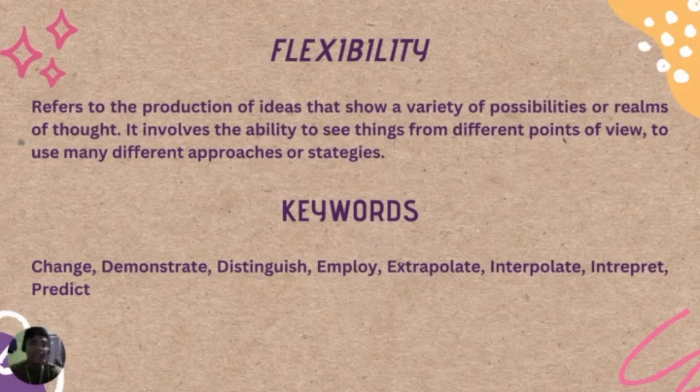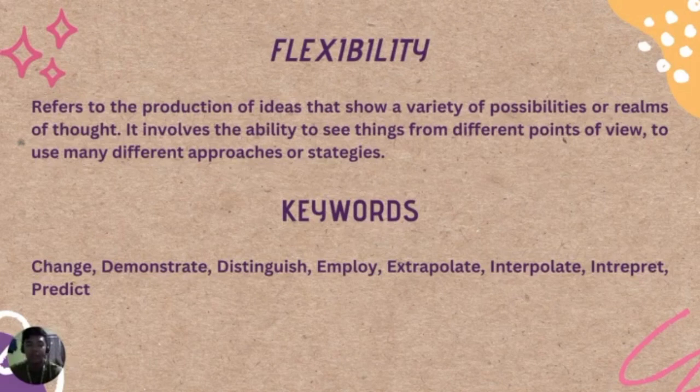There are two main aspects of flexibility within the Torrance framework. First is divergent thinking. Flexibility is closely tied to divergent thinking, which is the ability to generate a variety of ideas or responses. Flexible thinkers are adept at exploring different possibilities, considering alternative options, and avoiding a rigid or narrow focus. They can effortlessly switch between different conceptual categories and explore diverse avenues of thought.